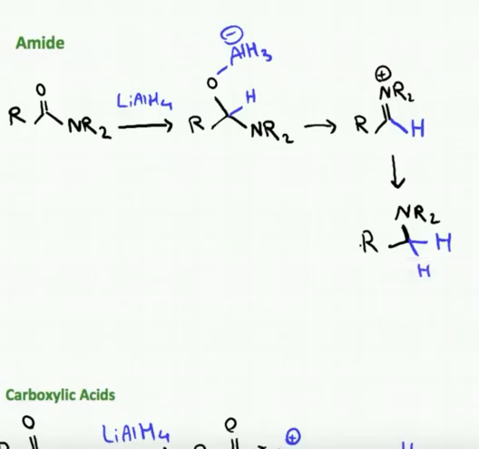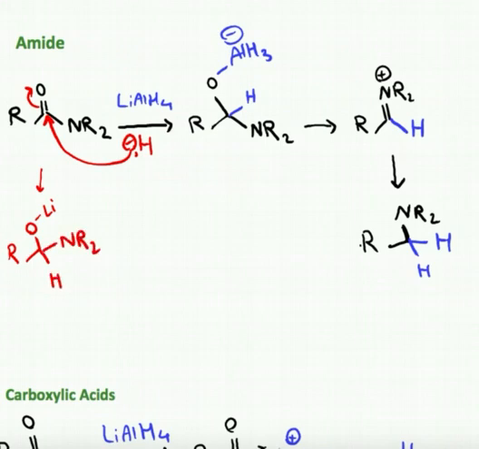Okay, so now let's talk about amides. Again, we're going to use lithium aluminum hydride. Our nucleophile is going to attack the electrophilic center. We're going to break that bond, and because it's going to be negatively charged, it can be shown as bonded to lithium, then hydrogen and NR2. And again, the lithium is going to exchange with aluminum hydride to give us this intermediate right here.